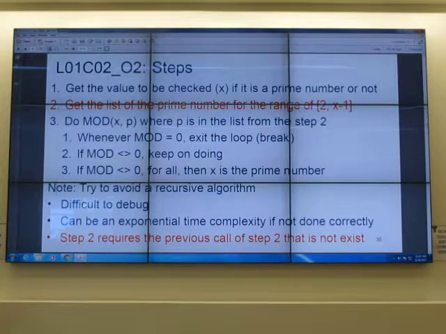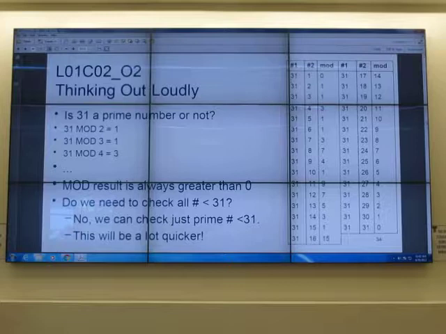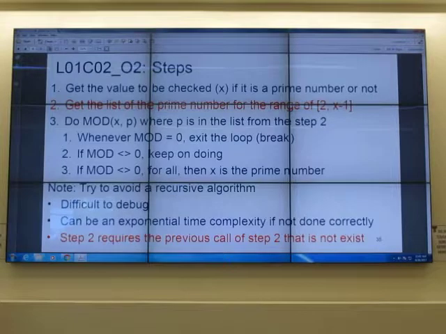Okay? Excuse me, sir. Yes. Can you explain line 2, like the symbol, if mod? Yeah, there. Mod result. Look at this. You see, 31 mod 2 equals 1, right? So we say if mod is not 0, no, I mean the symbol. The symbol less than, greater than means not equal. So if the mod result is not equal to 0, then we keep on doing. If it's equal to 0, then we stop. Then it's not a prime number, right?